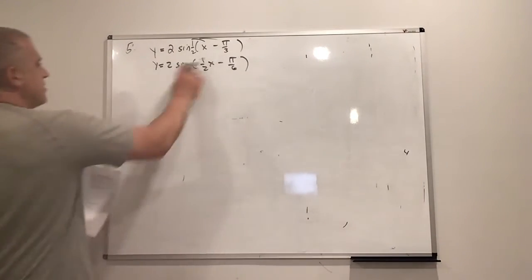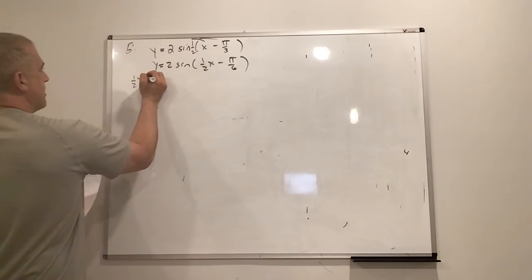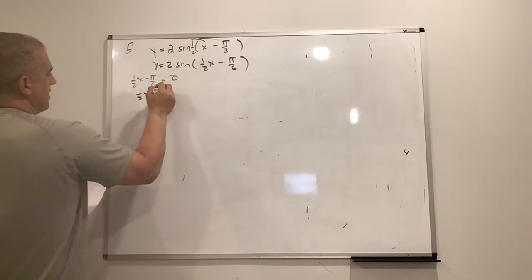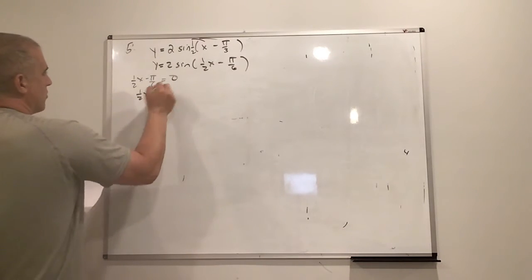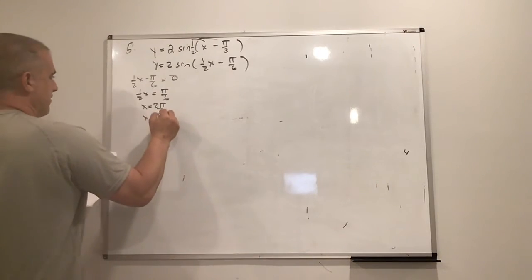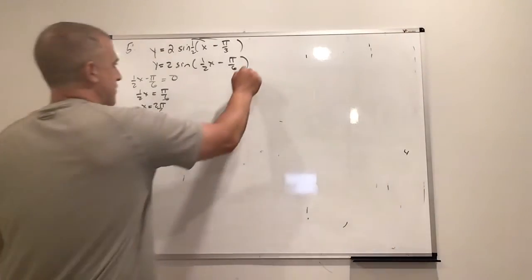Okay, so what I would do is take this, set it equal to 0, and solve. So it'd be 1/2 x equals pi over 6. Cross multiply would be 2 pi over 6. It's pi over 3. Okay, that's my first thing.